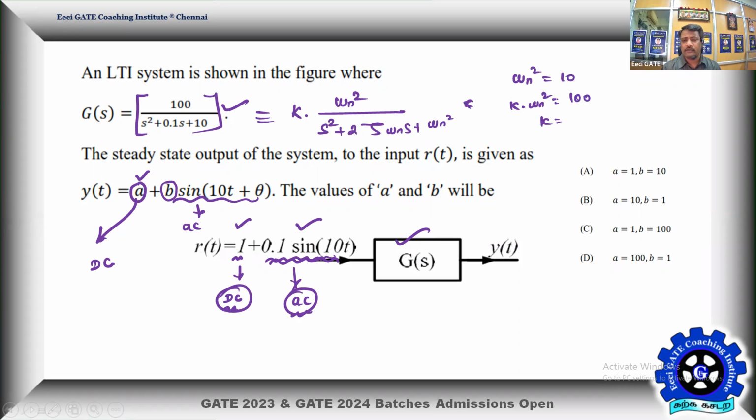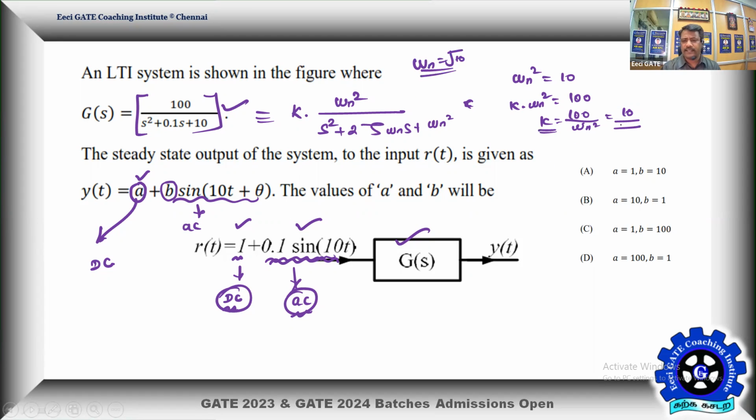Therefore, K is equal to 100 by omega n square, or you can let s equal to 0 in this, and whatever you get, that's K. By habit, you can do that. Omega n square is 10, so the static sensitivity of the second order system is going to be 10. So omega n is equal to root 10 radian per second.